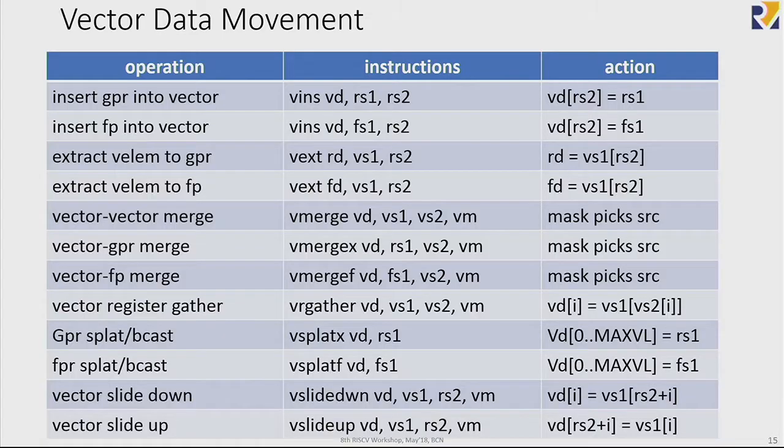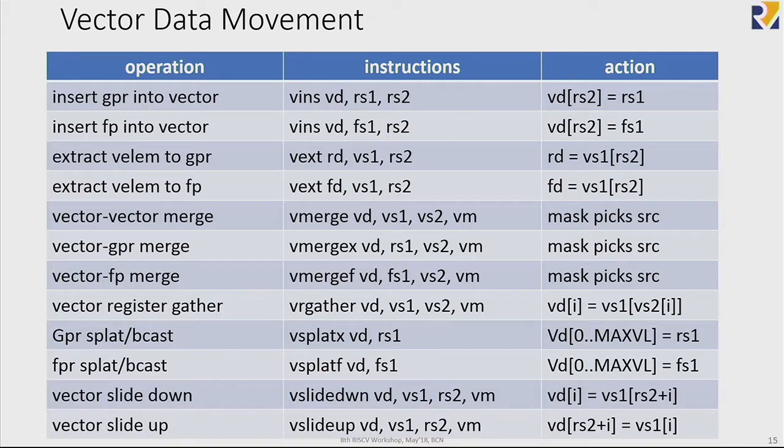This will be a superset of other architectures' permute, shuffle up, shuffle down, and all those nasty things. So you'll just get one operation. You'll be able to put anything you want in any other location of the vector register. Now, however, that's going to be somewhat expensive. It is possible that you can optimize, and that's why we have slide down and slide up.